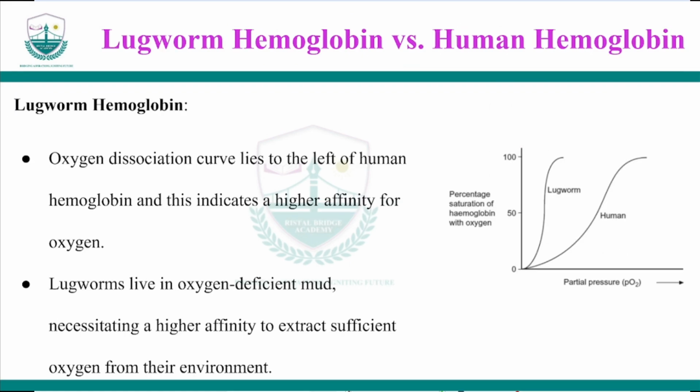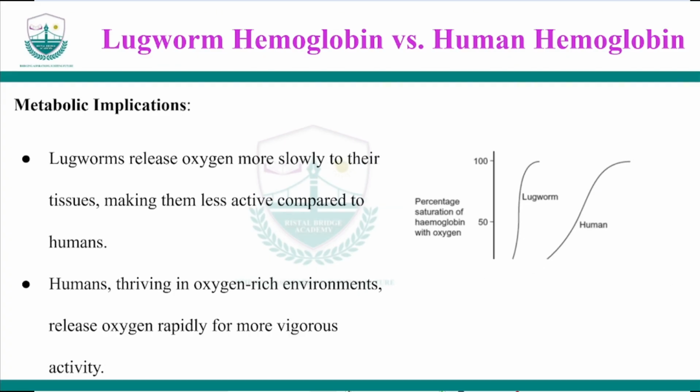Now we compare lugworms, which live in oxygen-poor mud, with humans. Lugworm hemoglobin has a very high oxygen affinity, which allows it to bind oxygen even when levels are low. That's why its dissociation curve lies to the left of ours. Let's end with the metabolic consequences.